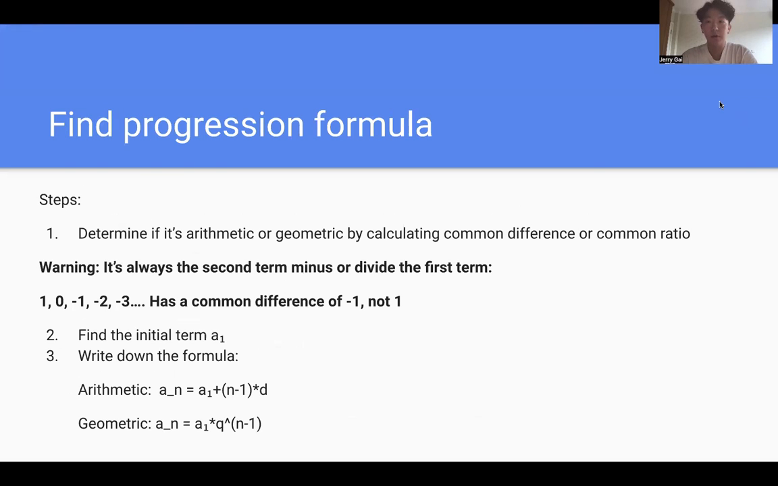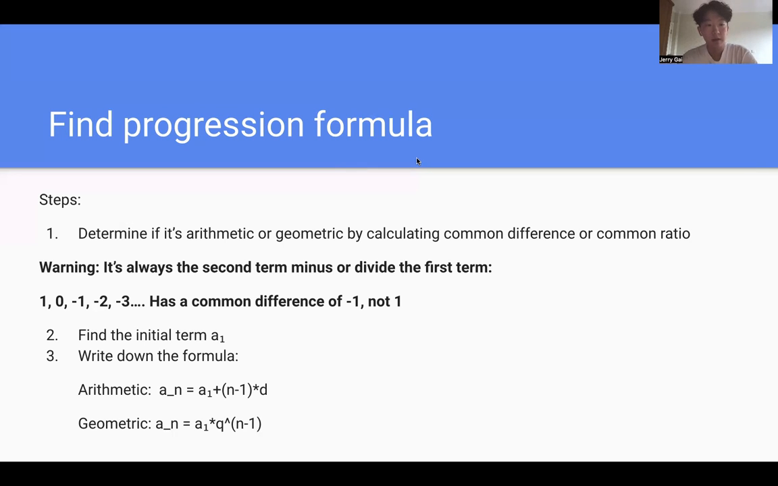Then I summarize some general steps to find the progression formula. The first step is that you need to determine if it's arithmetic or geometric by calculating its common difference or common ratio. Note that it's always the second term minus or divided by the first term. If you have a sequence like 1, 0, -1, -2, -3, the common difference is -1, which is equal to 0 minus 1. It is not 1.